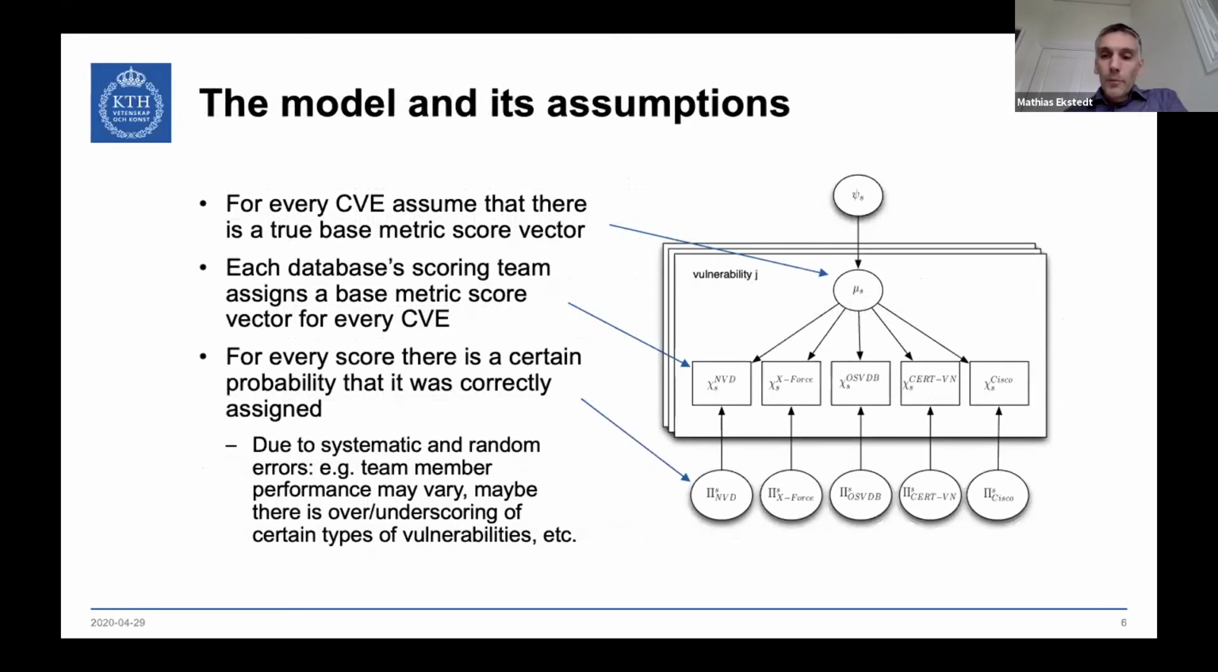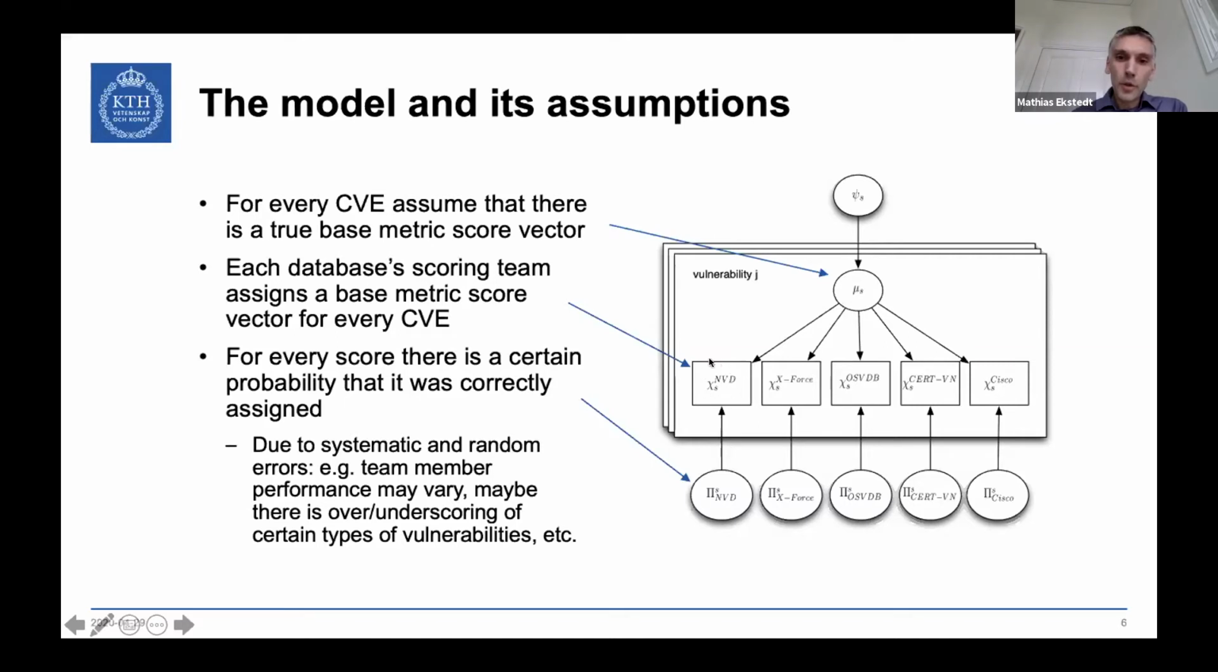Okay, so for the model, we're moving away from the background to the actual study. This is a picture illustrating the model that we did. I hope you can see my cursor here. The idea is that we have vulnerabilities. We assume that every vulnerability in the databases has a true value, represented by this node here. And then this true value is influencing how the different databases are actually scoring the vulnerability. It's also the scoring per se.